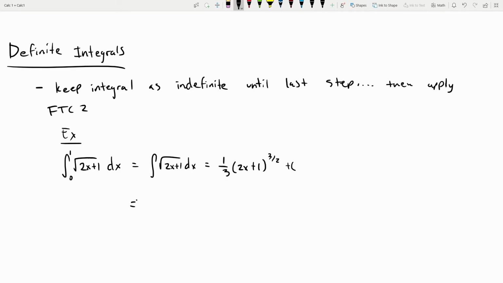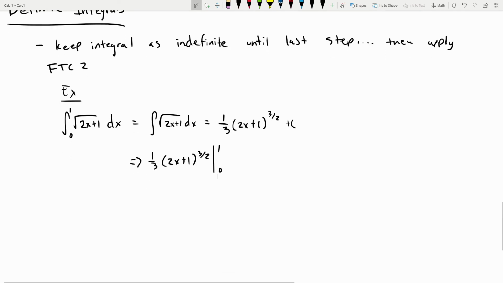So then you would want to go on to say, oh, okay, 1/3 times (2x+1)^(3/2). We can leave out the constant because it is now definite, and then we just want to evaluate at 1 and 0. And I'm going to link a card back to the fundamental theorem of calculus. Go over it, make sure you understand it, and basically this is the first way to solve it.